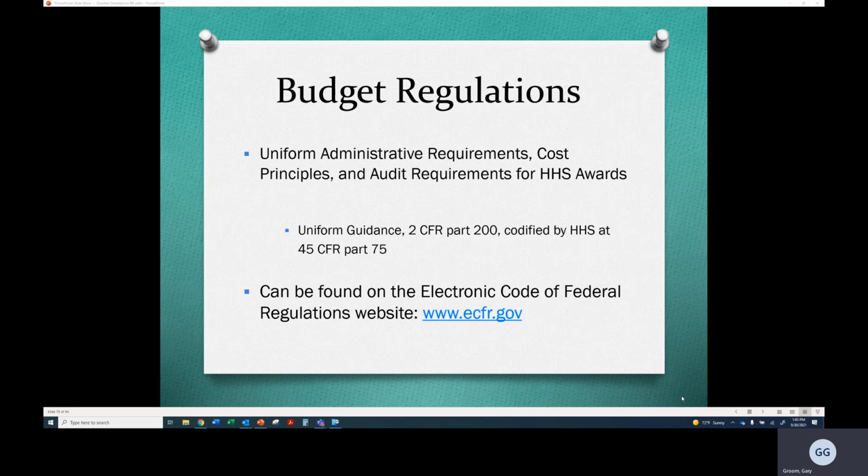This is the version of the Uniform Guidance adopted by the U.S. Department of Health and Human Services, which is where council funding originates. This will be your most complete resource to finding the answers to your questions, as it covers the whole life cycle of a grant award from beginning to end. You can find it on the internet at the website on the slide, or by simply entering the title into any internet search engine.